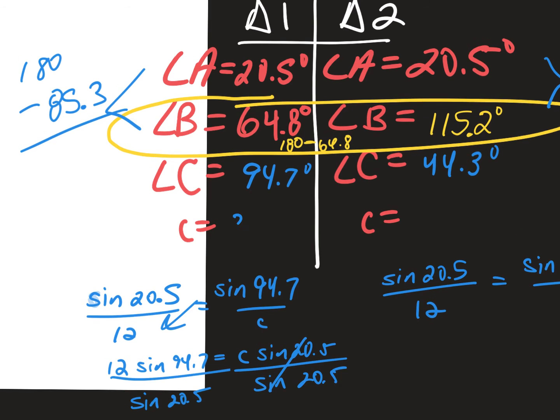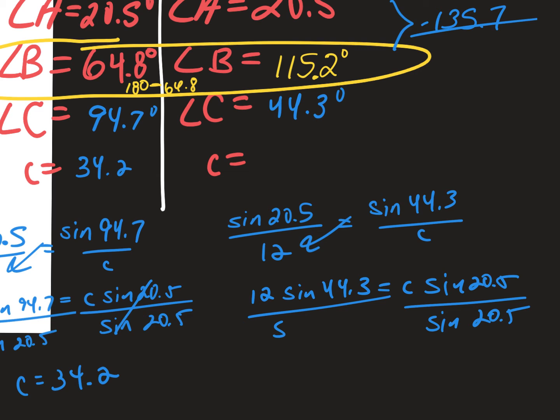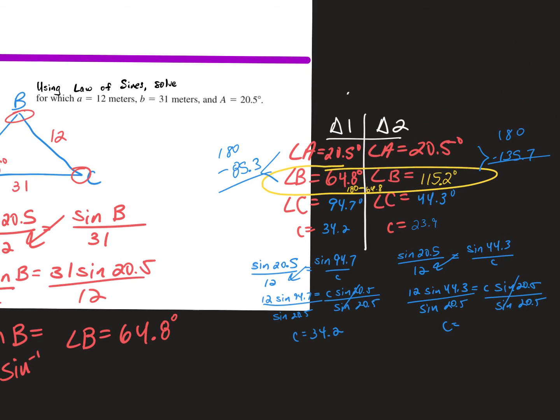About 34.2, okay. And then over here, same thing. We're going to cross multiply. So 12 times the sine of 44.3 equals C times the sine of 20.5, divided by sine of 20.5. And here I get C is about, so 12 times the sine of 44.3 divided by sine 20.5. What'd you guys get? Okay, I got 23.9.